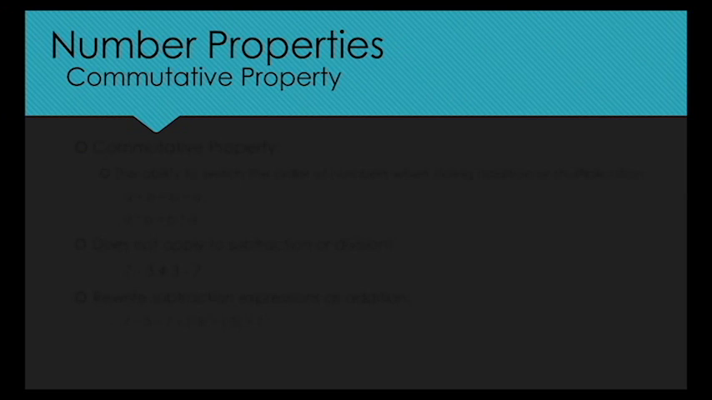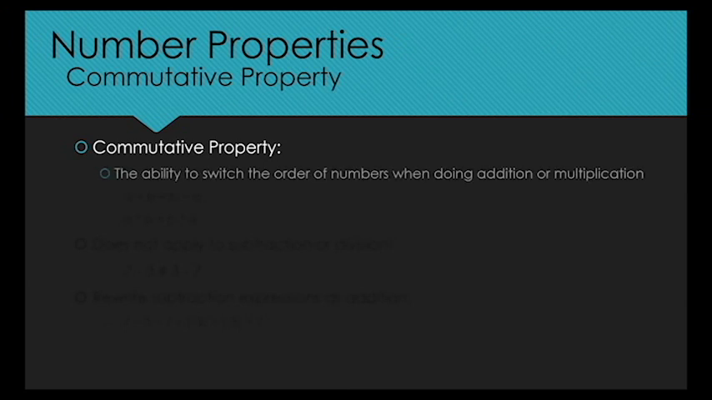The first property is the commutative property. It's the ability to switch the order when doing addition or multiplication. For example, we can switch the order of addition. A plus B equals B plus A. These give you the same answer. Similarly, with multiplication, we can swap the order around. A times B equals B times A. Again, we can swap the order and get the same answer.